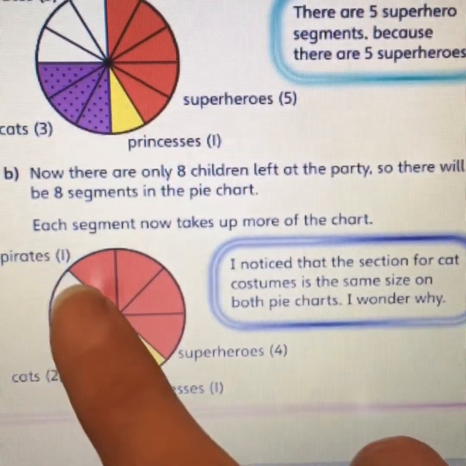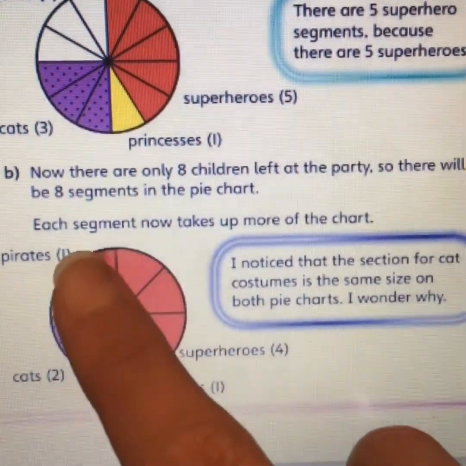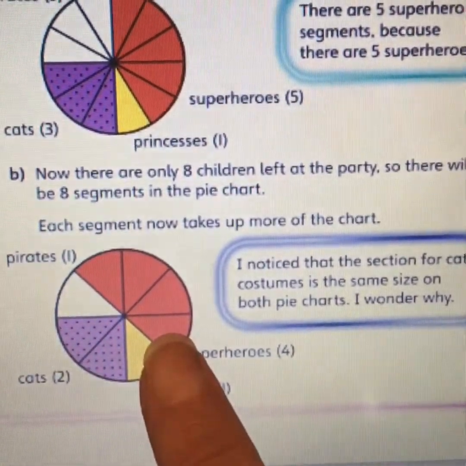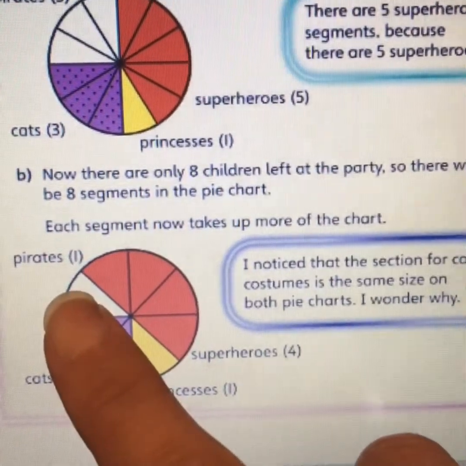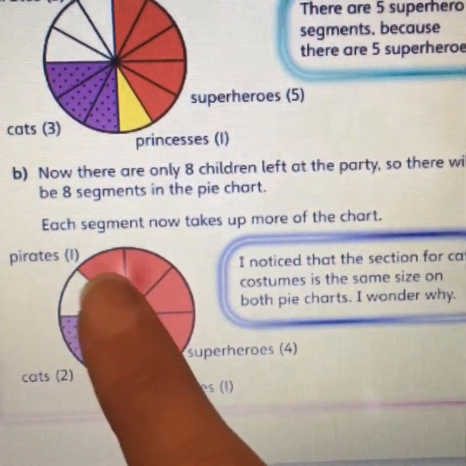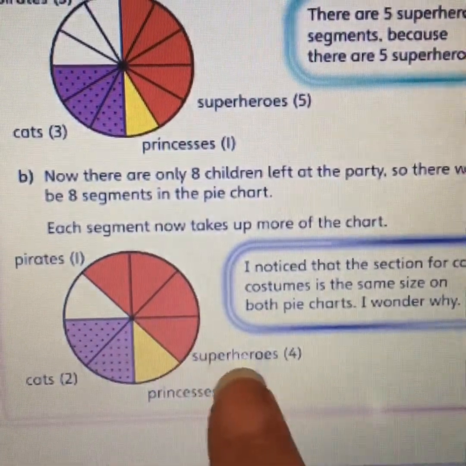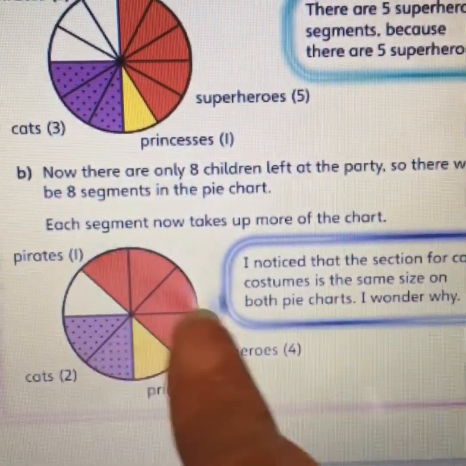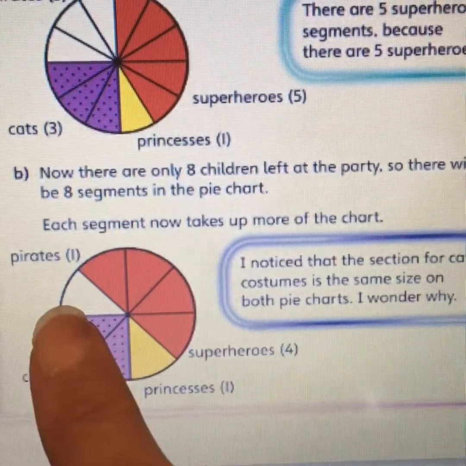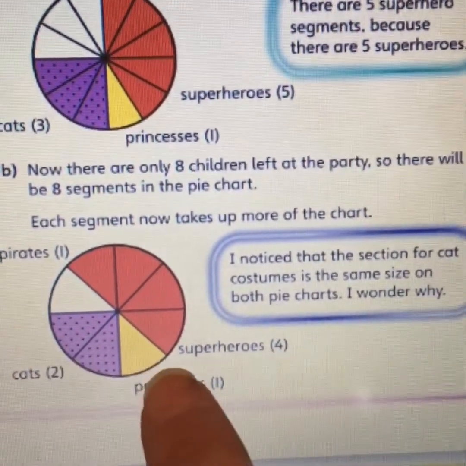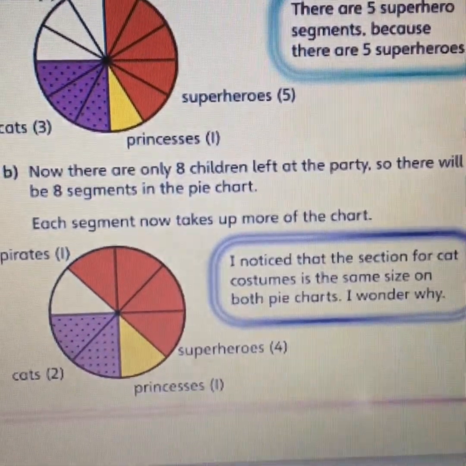So if it's 4 out of 8 segments, what can we say about the superheroes? Well, we can say that now half of the party were superheroes. Sorry, I'm reading the wrong label there. So 4 of the superheroes, so half of the children were superheroes. There's only 1 pirate now because 2 of them left. There's 2 cats because 1 of the cats left. And there's still 1 princess because she's not gone anywhere.